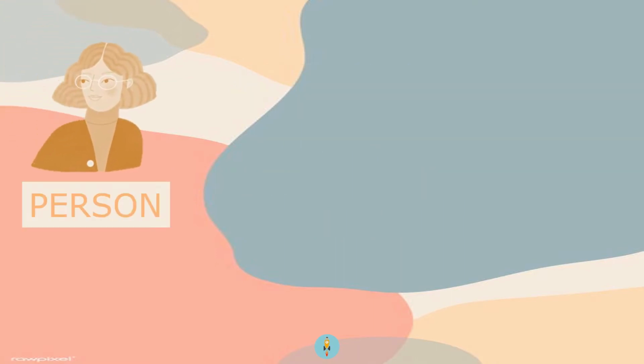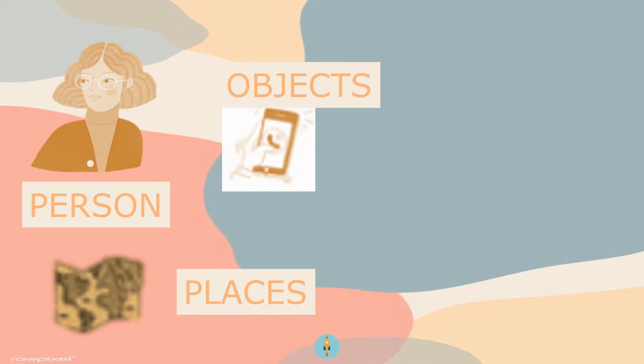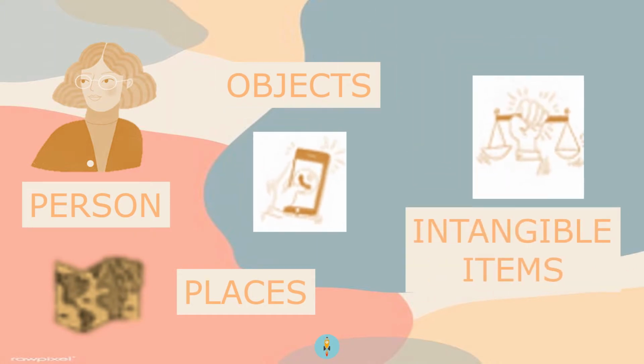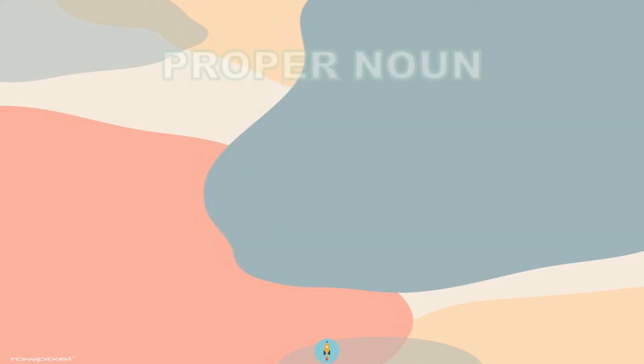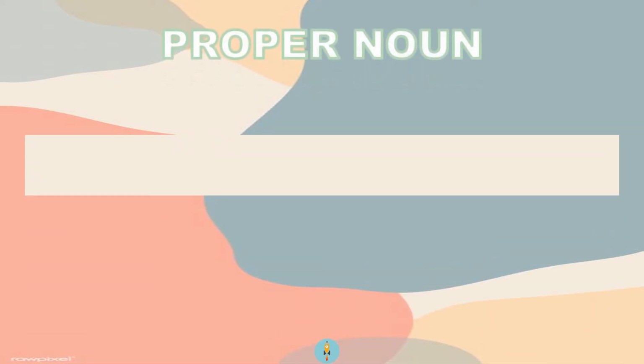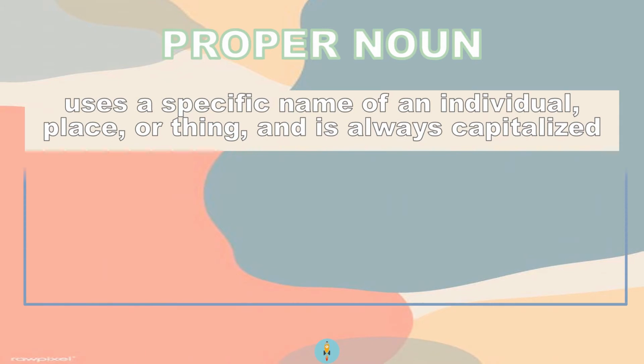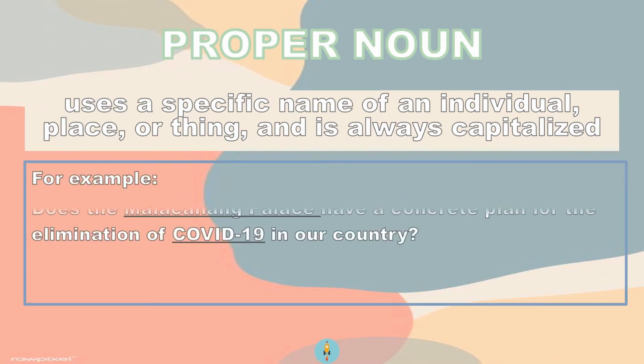Nouns can name a person, identify places, label objects, while they can also be intangible items like ideas, events, or systems, and even hypothetical or imaginary. A type of noun, which is the proper noun, uses a specific name of an individual, place, or thing, and is always capitalized.